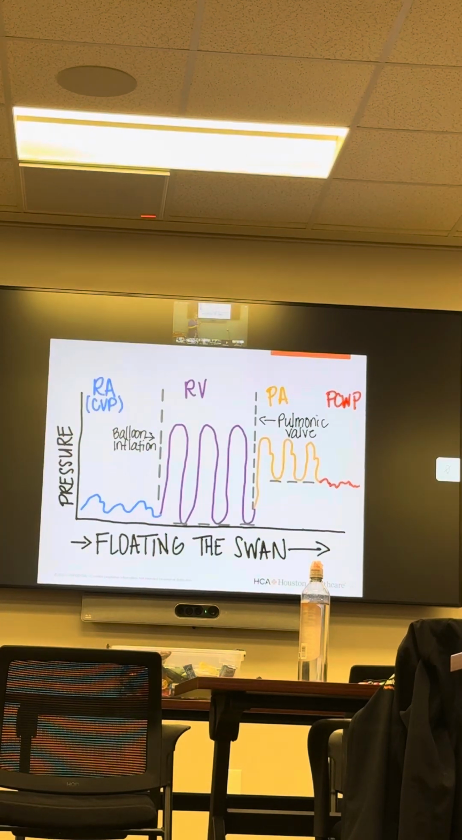Notice that's higher than your CVP because we are on the high pressure side of the heart. So look at this. We travel from that low pressure side into that high pressure side. Once we gather that information, we can't keep the balloon inflated, so you let go. The balloon deflates, and then it goes back to that pulmonary artery waveform. Again, the only acceptable waveform.